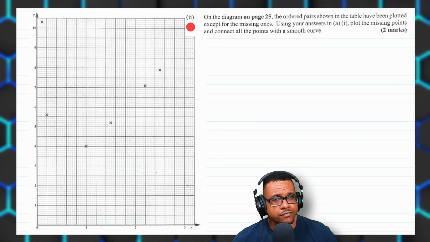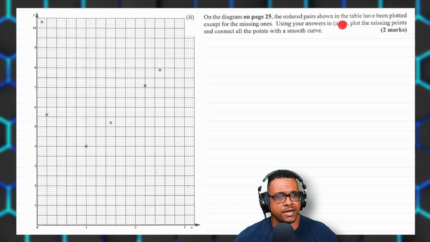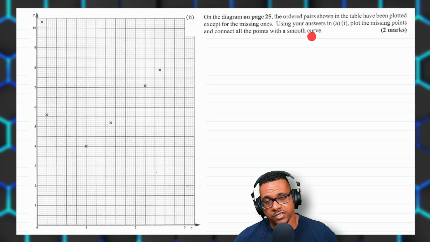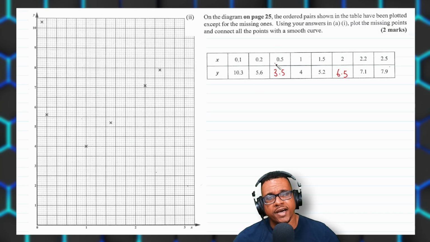So now for part 2 of the question, we have the diagram on page 25, which is this diagram we're talking about again. The ordered pairs shown in the table have been plotted, except for the missing ones. So use your answers in A part 1. Plot the missing points and connect all the points with a smooth curve. So we have 6 points here already, and we want to use our answers from A part 1. When x is 0.5, we know y is 3.5. And when x is 2, y is 6.5.